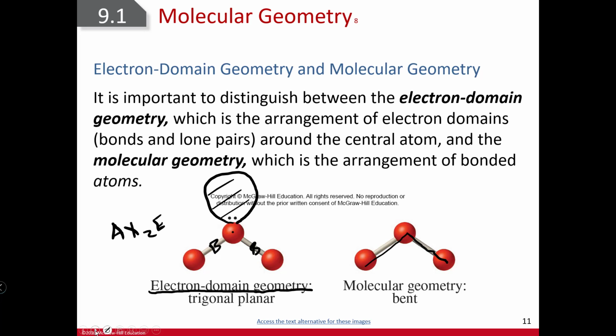And so that molecular geometry in this book is called bent. It could also be called nonlinear or angular. And then the angle here, don't get suckered into thinking this is going to be 120 degrees. When you see this lone pair here, you know it's forcing these two closer together. So you would say less than 120 degrees.